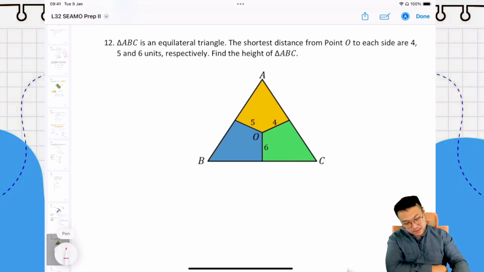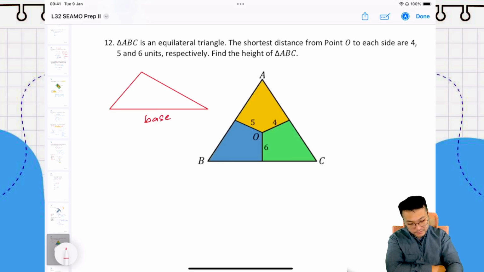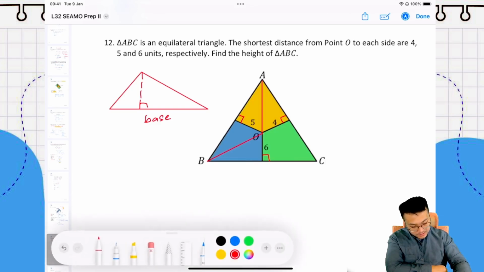Now students, how are you going to find the area of a triangle? Whenever you have a triangle, if this is the base, then the height of the triangle is always 90 degrees to the base. Okay? So students, do you notice that all these lines are 90 degrees? What if I were to draw some lines here? I have just made one triangle. Can you see that I have made a triangle here?